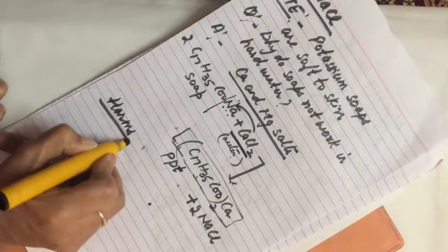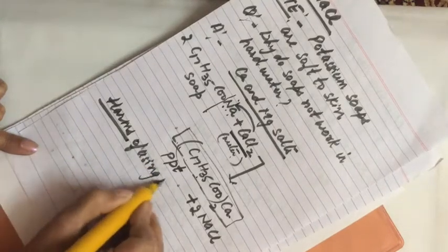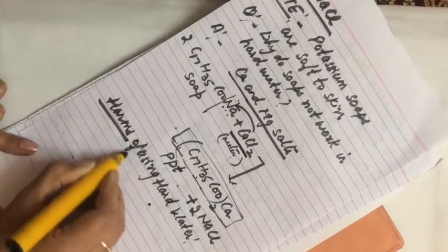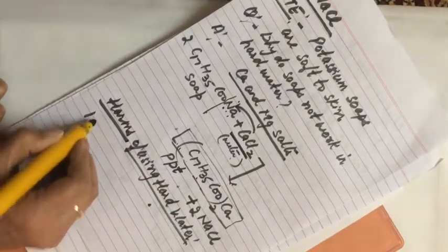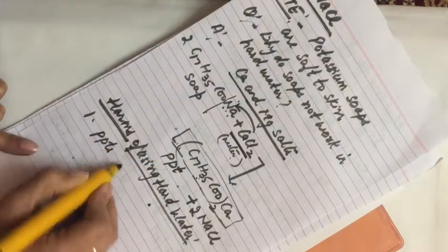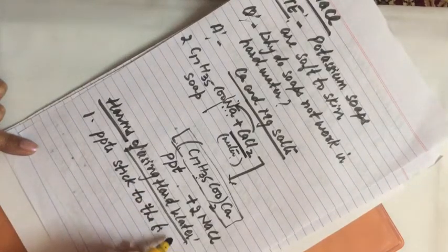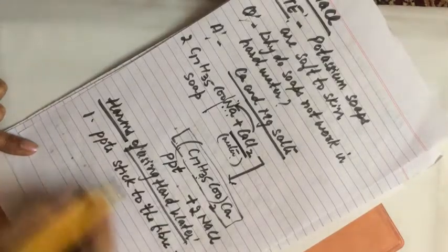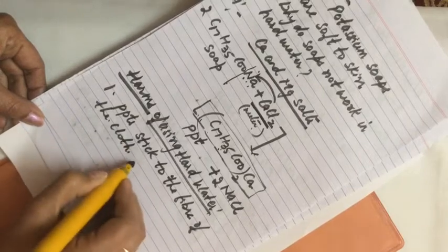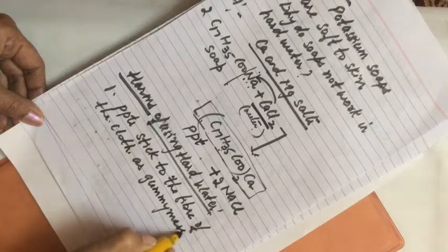So, harms of using hard water. These precipitates which are formed stick to the fiber of the cloth as gummy mass, sticky mass.